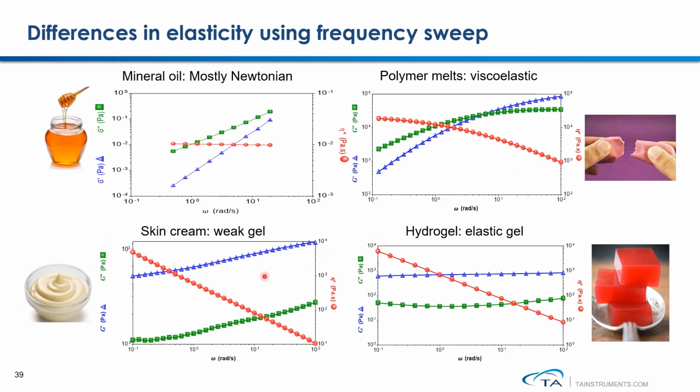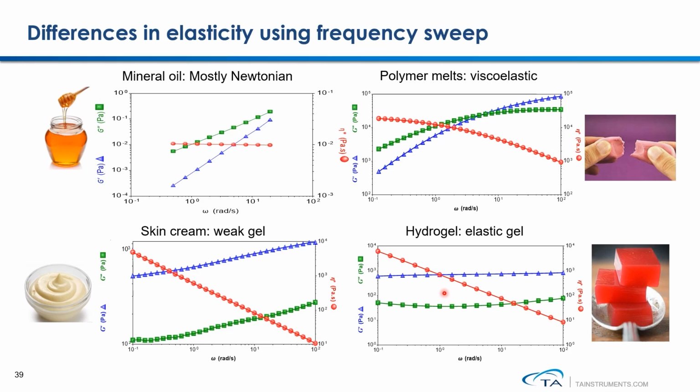Using a frequency sweep to measure a weak gel sample, like a lotion or mayonnaise, the measurement results will look like this. Storage modulus will be greater than loss modulus, but both moduli are dependent on the measurement frequency. That tells you this gel-like structure is frequency dependent. In the meantime, the complex viscosity versus frequency sweep shows that this kind of weak gel sample is extremely shear thinning.